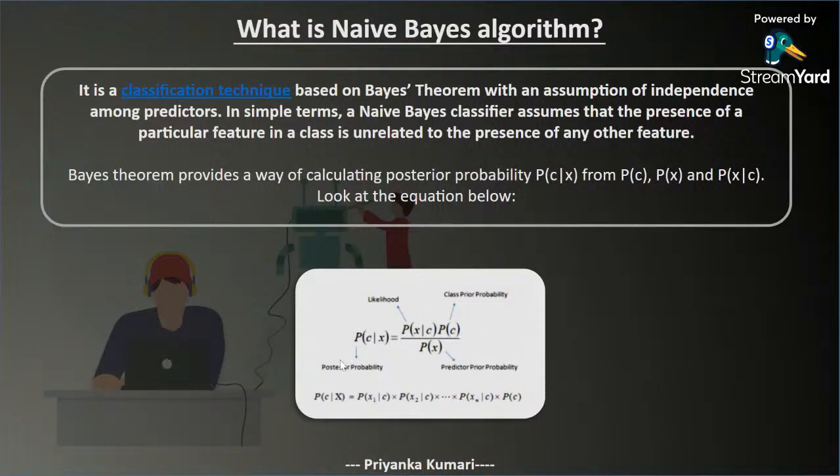So here you can see P(C|X), where we already know the probability of C, and we know that the event X has already occurred. So we have to find P(C|X). This probability is known as posterior probability, and P(X|C) is also known as likelihood. Then P(X) is the predictor prior probability, and P(C) will be the class prior probability.